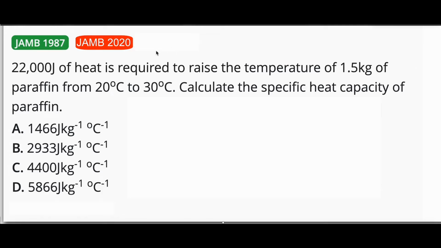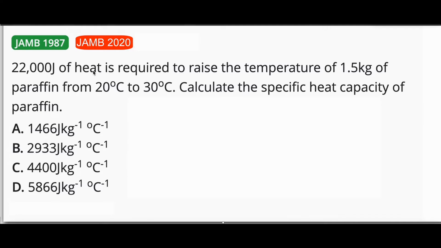Hi there, welcome to JAMB Physics 2020 question 7. As you can see beside, the 1987 question says it all. These questions are being repeated. Without further ado, let us go into the question.